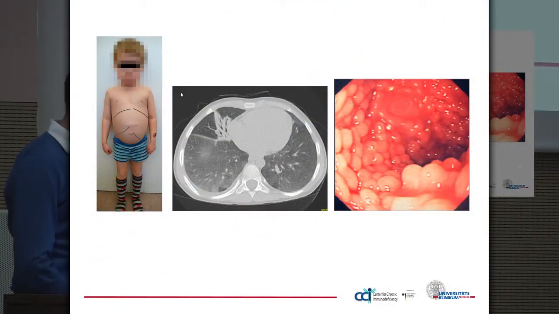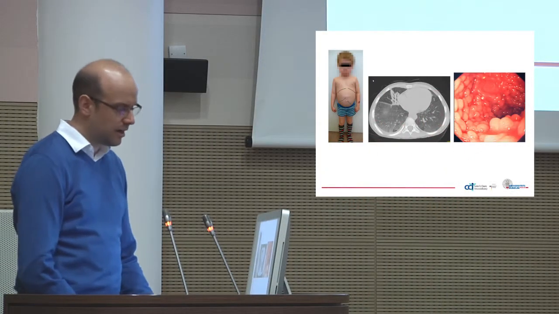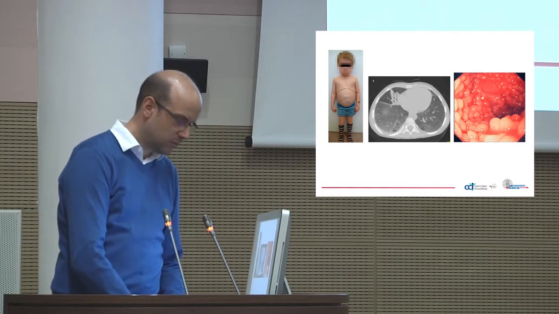So here are some clinical impressions from this child. You see very significant splenomegaly. He had on CT an interstitial lung disease with opaque ground glass appearance, bronchiectasis, consolidation of his middle lobe, and you see the follicular hyperplasia from the scope.